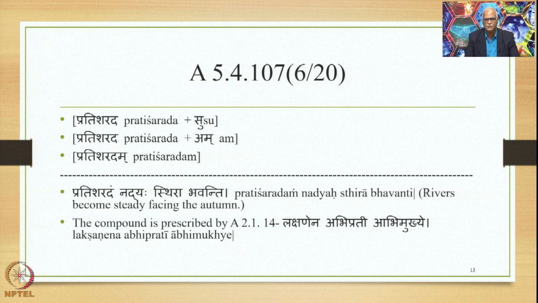Now we add the suffix su after pratisharada. Because pratisharada is an avyayibhava samasa, it is termed as avyaya by the sutra avyayibhavascha, and then by the normal sutra avyayadapsapaha, su would get deleted. But because of the exception sutra, which says that if an avyayibhava samasa ends in short a, su is not deleted, rather it is substituted by am, we have now pratisharada plus am. When we join them together because of the sandhi rules, we get the form pratisharadam. Pratisharadam nadyaha sthirabhavanti. The rivers become steady facing the autumn. The compound is prescribed by A2114 lakshanena abhiprati abhimukhye.